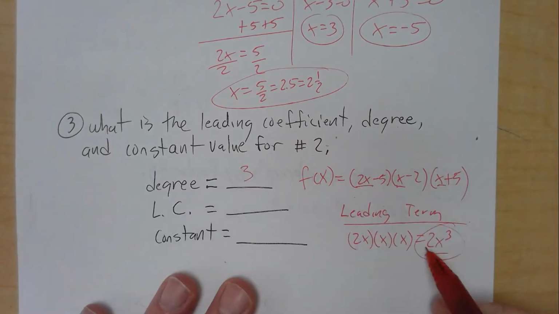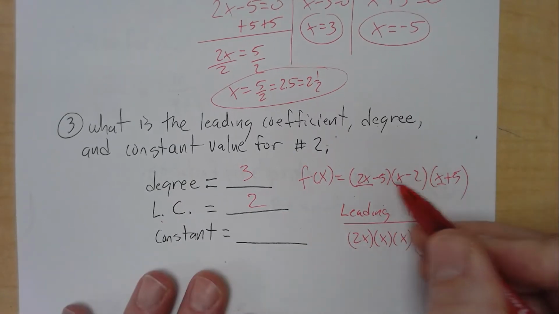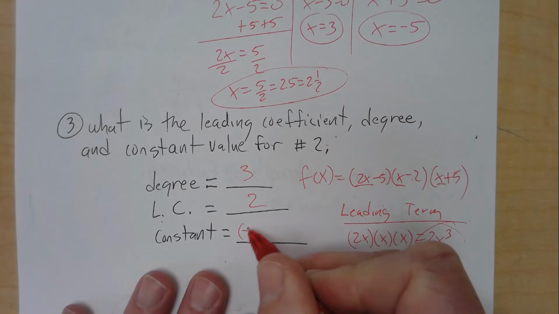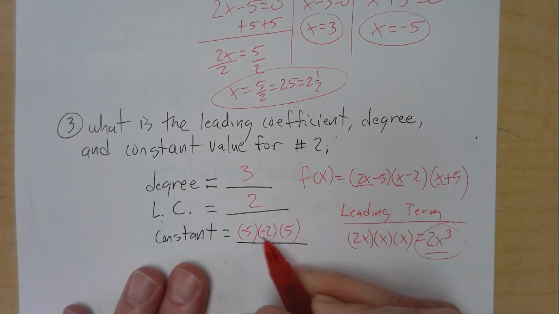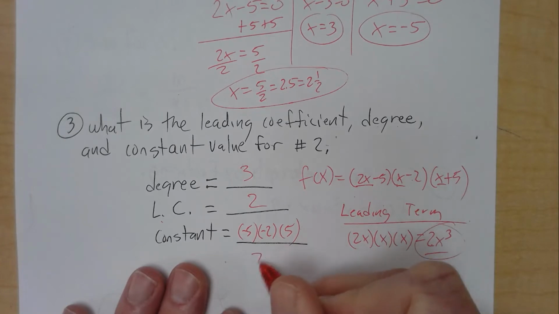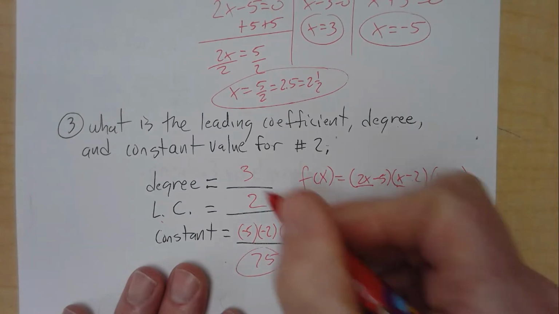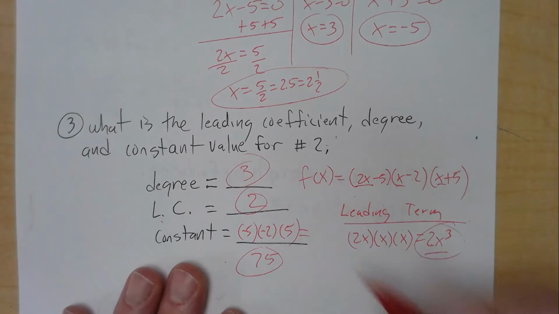And the leading coefficient, LC stands for leading coefficient, is just 2. The constant comes from multiplying the numbers together. So it's negative 5, negative 2, and 5. This times this times this is 75. So the answers are 75, 2, and 3.